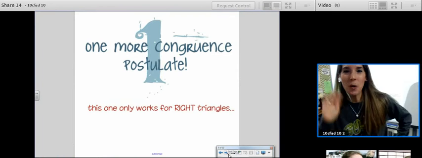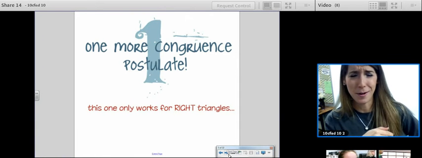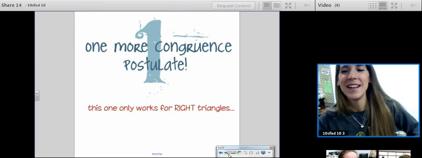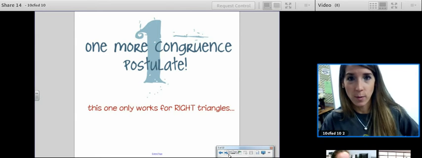Okay, so we learned 4 congruence theorems on Friday. In our old textbook, they were called postulates. Now they're called theorems, so pretend that says theorem. One more congruence theorem. So this one is extra special. It only works for right triangles.